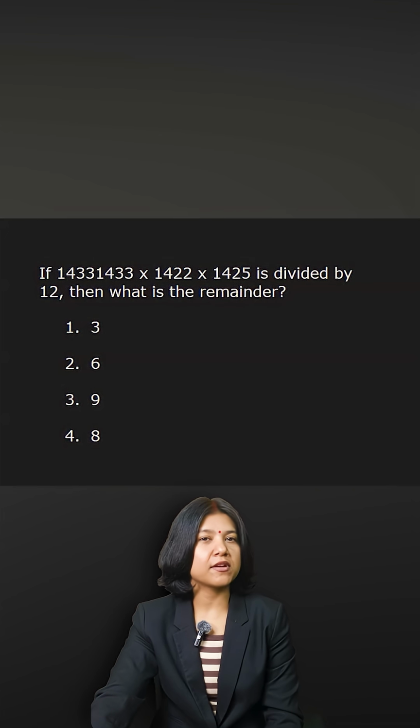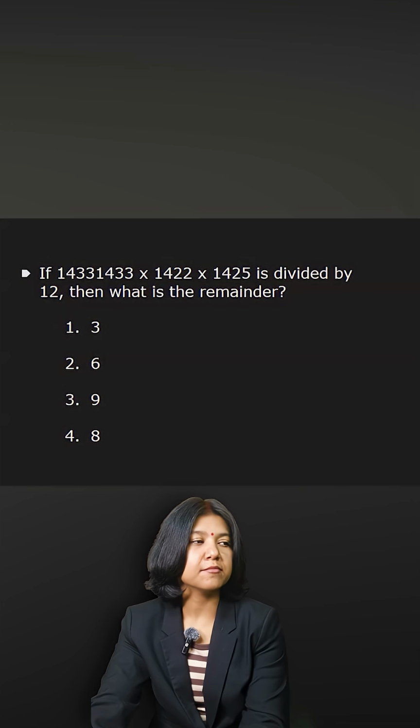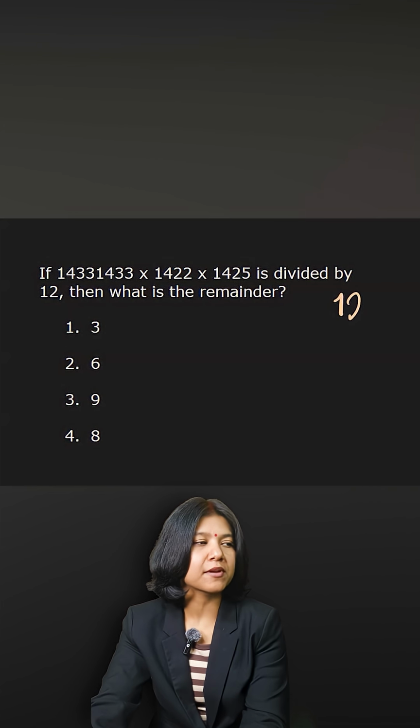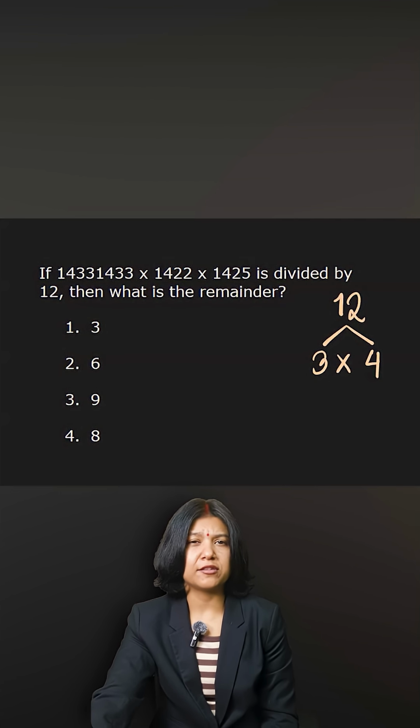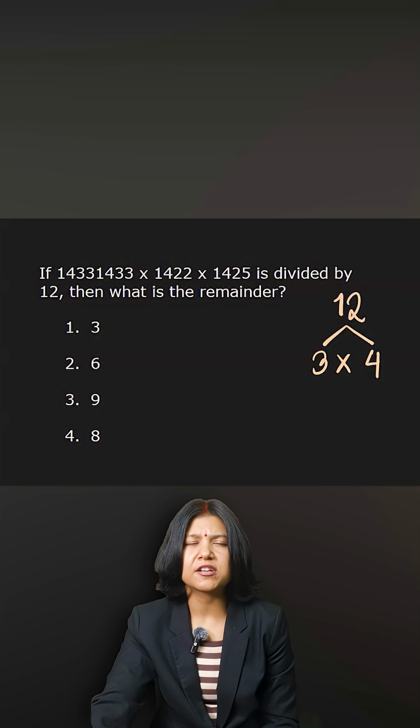We want to find the remainder when this given large number is divided by 12. You'll begin by splitting that 12 into two co-prime factors, or factors that have nothing in common except for 1. So I know 3 times 4. I want to check what remainder each of these individual numbers leaves upon dividing.